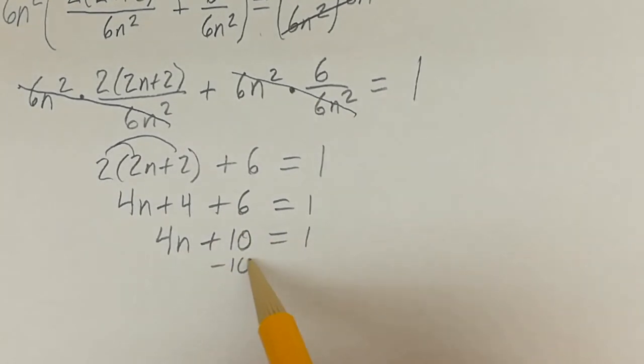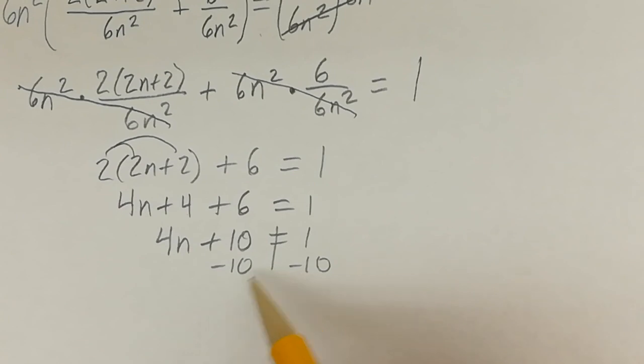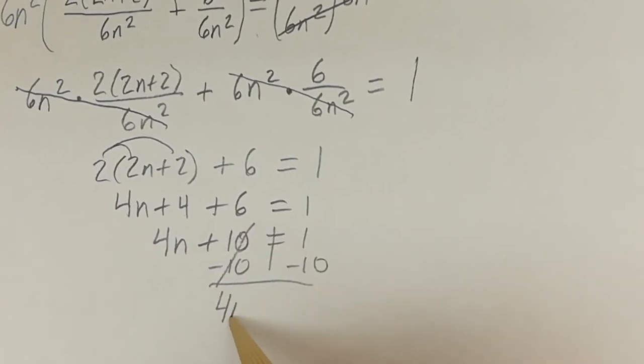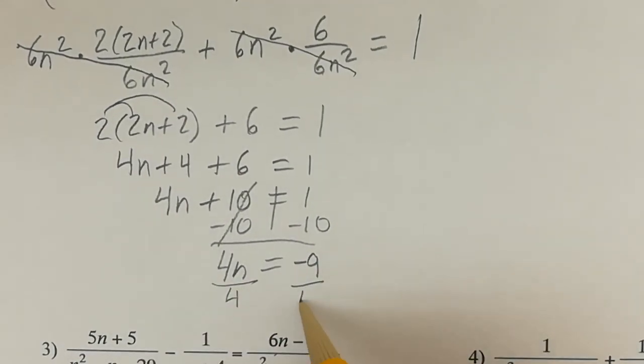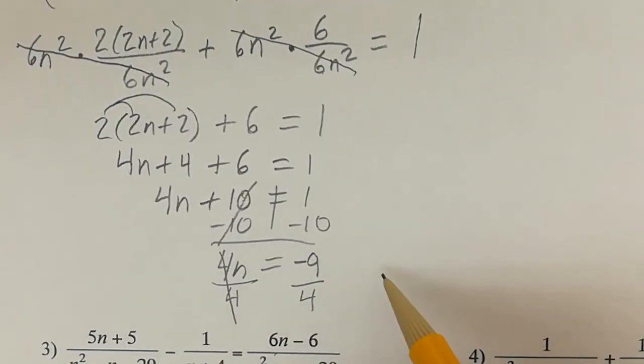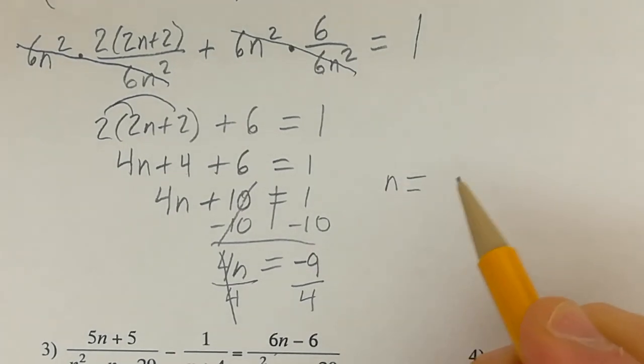Take away 10. You get 4n equals -9. Divide by 4. Get n equals -9/4.